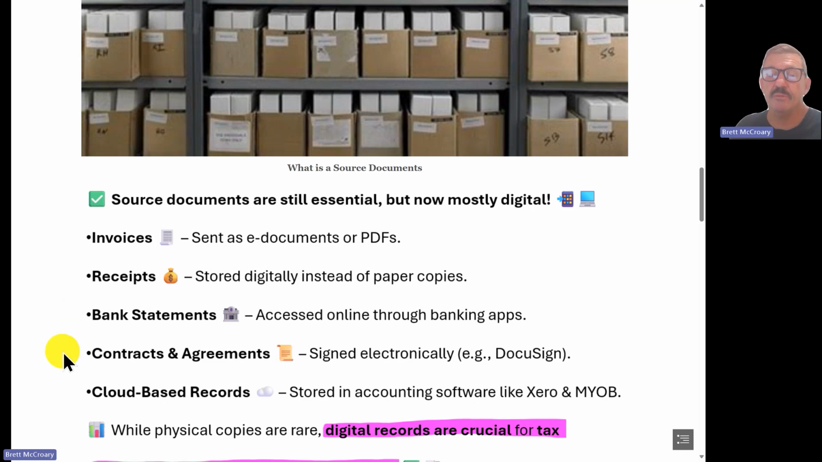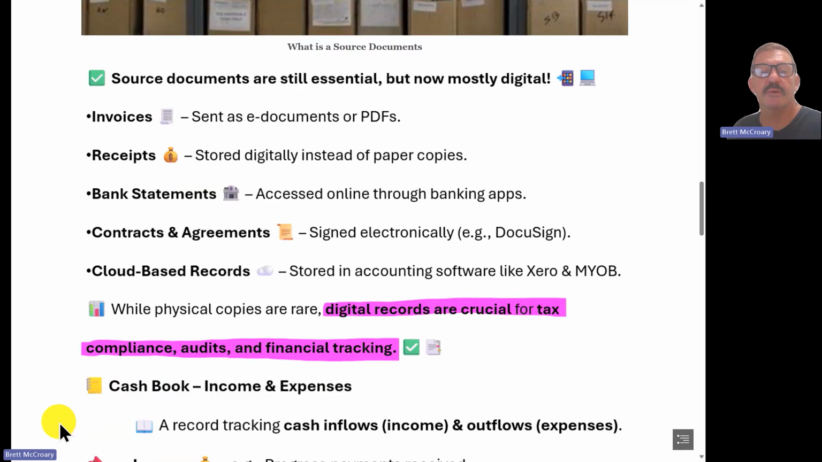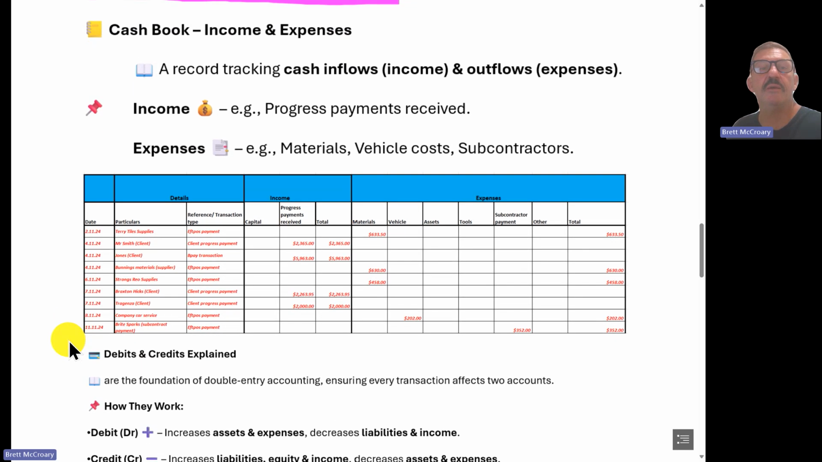Contracts and agreements, we have still seen them paper-based, but we're moving into signing electronically, DocuSign or Adobe Sign and so forth. And then a lot of the stuff, we're getting to a stage where it's all going to be stored in your accounting software, as I said, Xero or MYOB. Alrighty? Now, while physical copies are rare, digital records are crucial for your tax, compliance, your audits, and your financial tracking. Okay? That's essential.